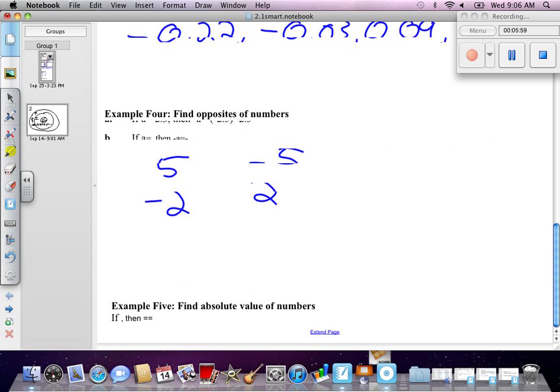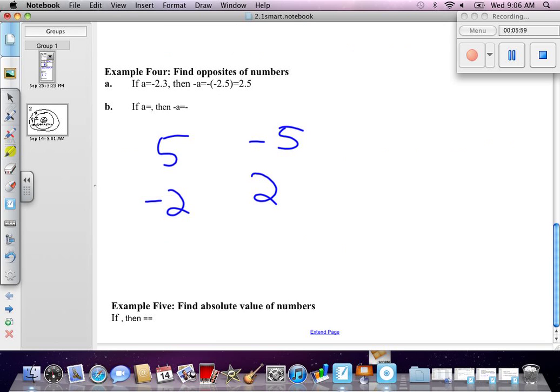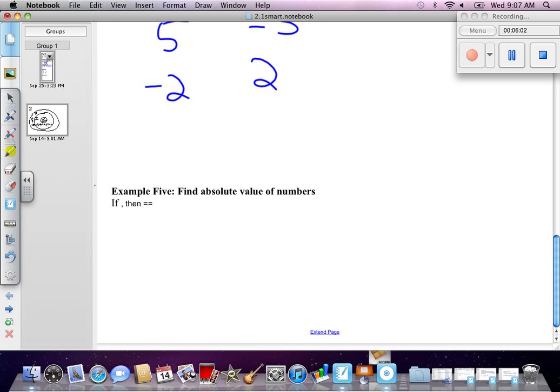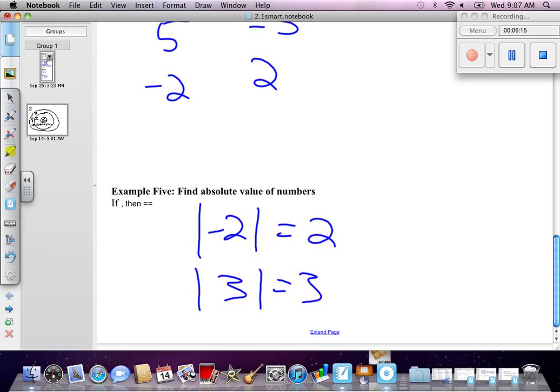Now let's look at absolute value. If I said, what's the absolute value of negative 2, what would it be? 2. If I said, what is the absolute value of 3, what would you say? Positive 3. Everything you put in the absolute value is positive. Do you guys see the difference between positive and opposite? Yeah. Okay, that's really important.